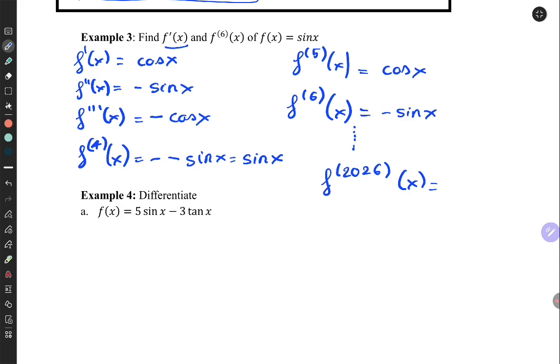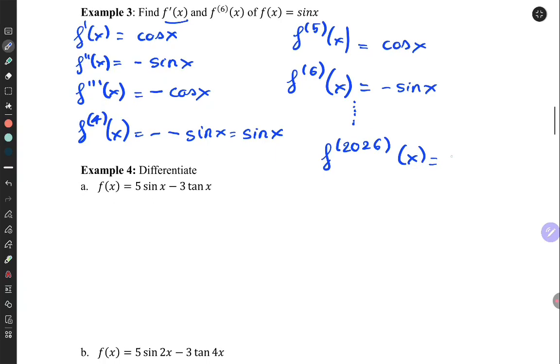Negative sin x. But how do you explain it? That is the key. How do you actually explain that? How do you convince someone? When I ask you to explain, that means, say my nephew is doing calculus, or actually you have your cousin who is taking high school. Explain to him why the 2026th derivative of sine x is negative sine x.